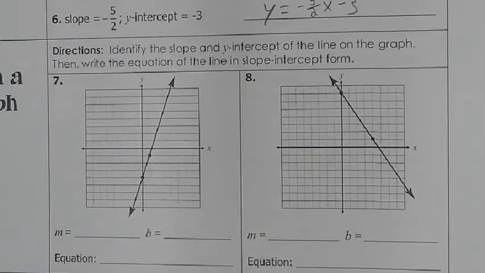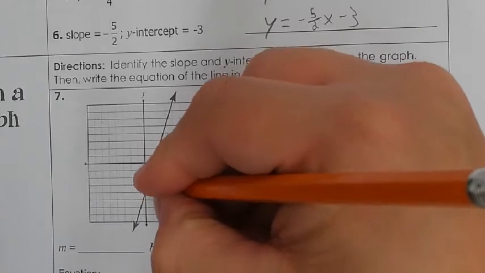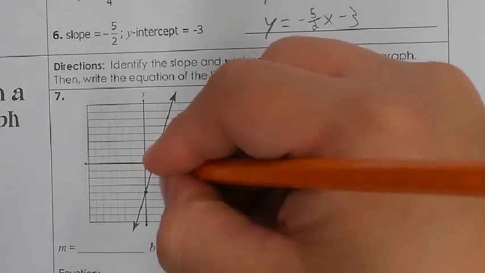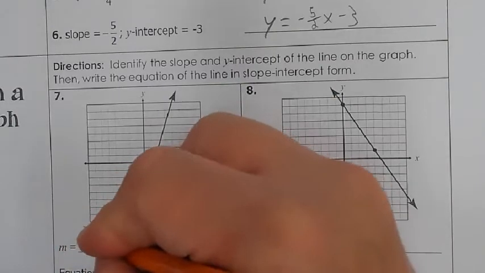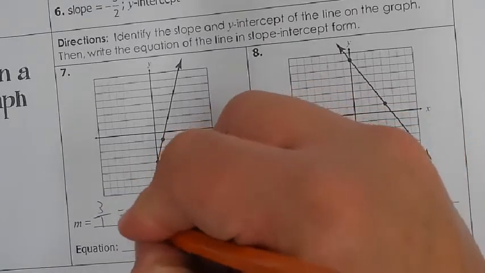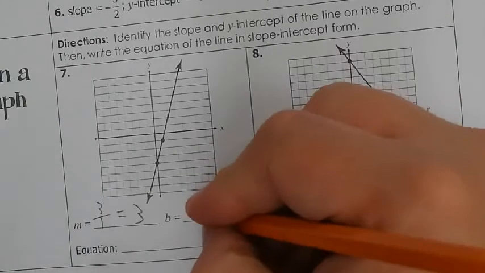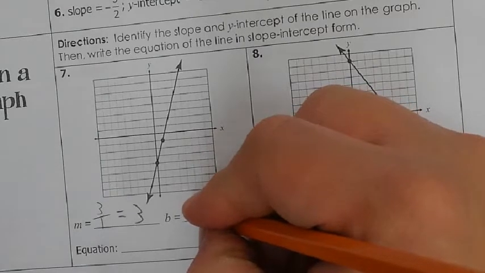All right. So 7 and 8. It says identify the slope and y-intercept of the line on the graph, then write the equation of the line in slope-intercept form. So first you figure out the slope. Remember, to figure out slope, we do rise over run. From this point, we go up 1, 2, 3, over 1. So how would you write that? You wouldn't put 3 over 1, what would you put? 3. Just 3, because 3 divided by 1 is 3. And then b is the y-intercept, where it crosses the y-axis. Negative 4. So it crosses the y-axis at negative 4.